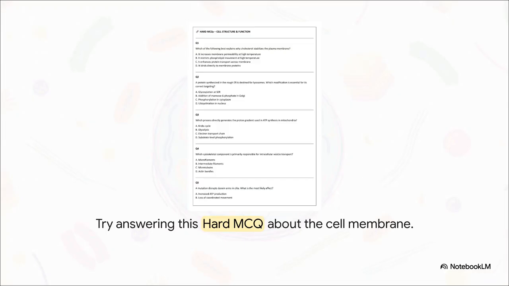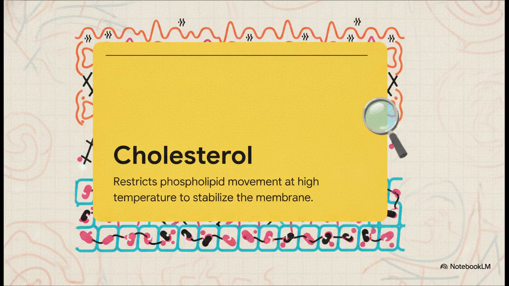Here's how this exact concept might appear on a real exam. Does cholesterol increase permeability, restrict movement at high temperatures, enhance protein transport, or bind directly to proteins? These distractors are specifically designed to sound plausible, and they're testing if you truly understand the biochemical buffering effect of cholesterol. And the correct answer is B.